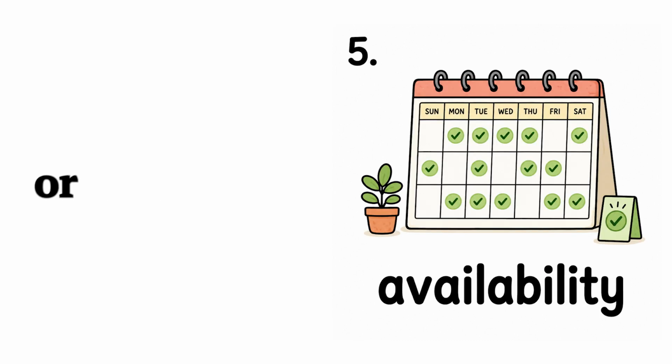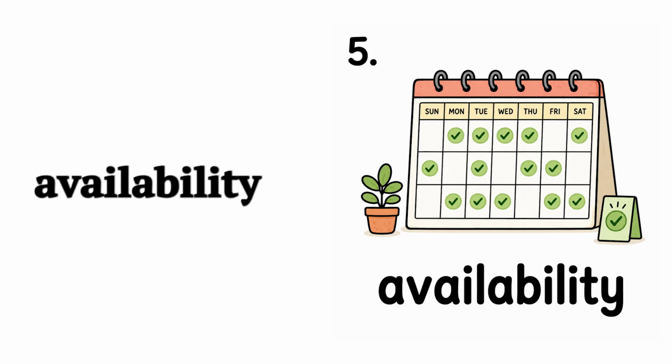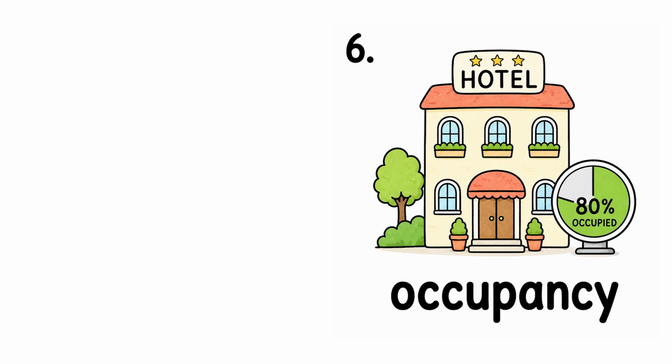Availability, whether a room or service is free to use or book. Example, late checkout depends on availability. Occupancy, how full a hotel is. Example, high occupancy makes upgrades less likely.